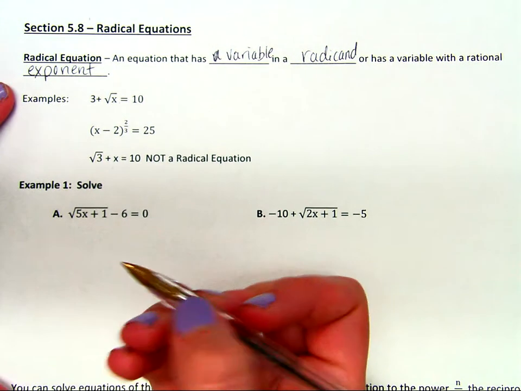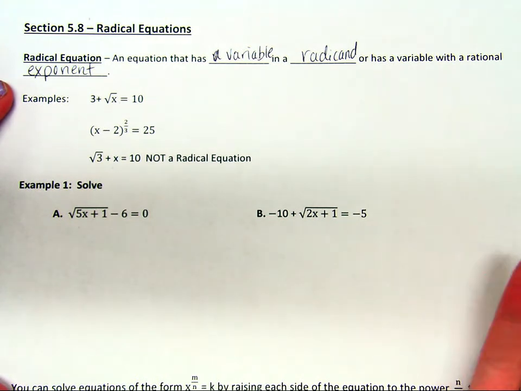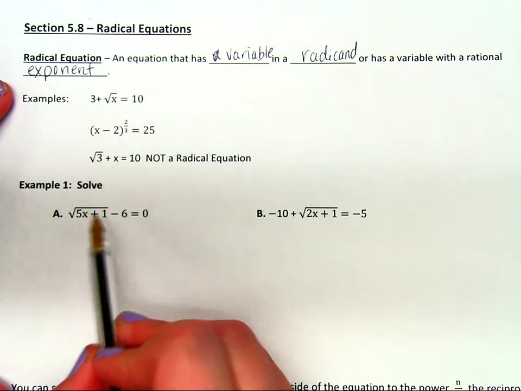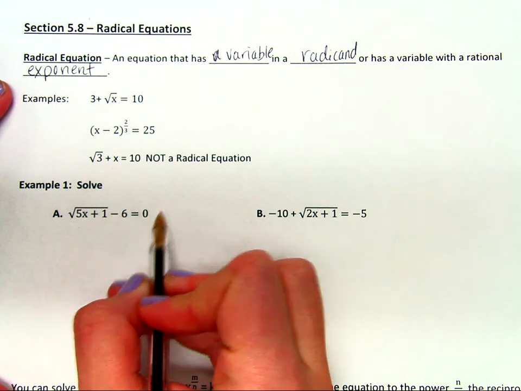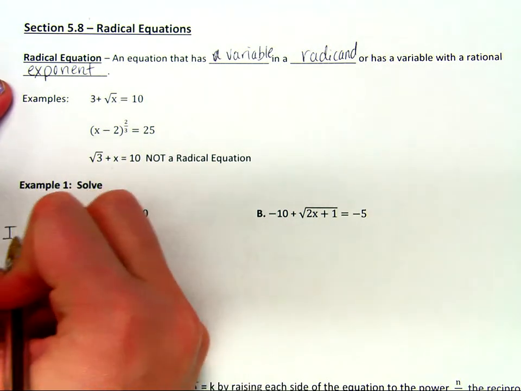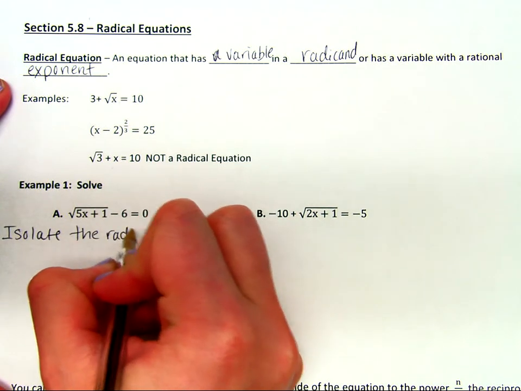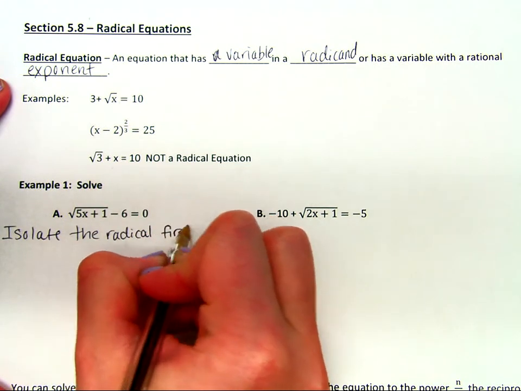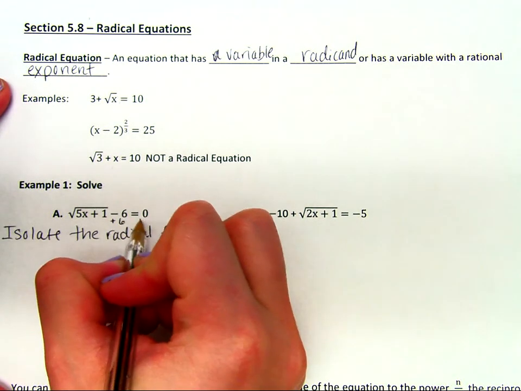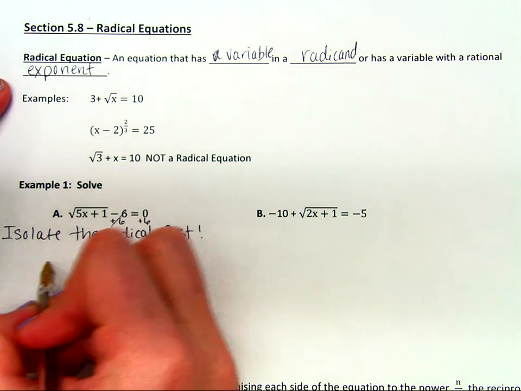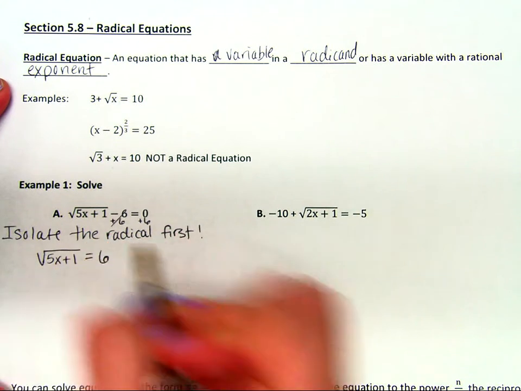So the first step is always to isolate your expression with the radical. In this case we have 5x plus 1 under the radical. So I want to get rid of this minus 6 and move it to the other side. So we'll say isolate the radical first. Okay, so I'm going to go ahead and add 6 to both sides. So that gets rid of the minus 6. So I'm left with the square root of 5x plus 1 equals 6.